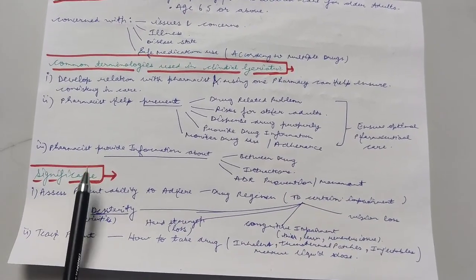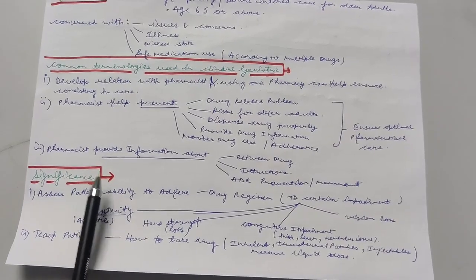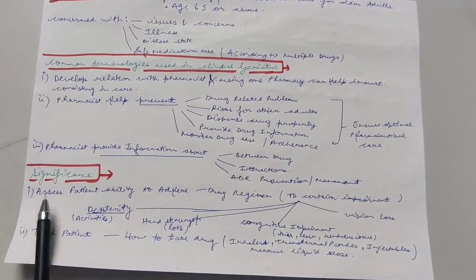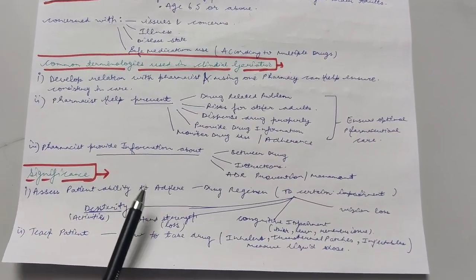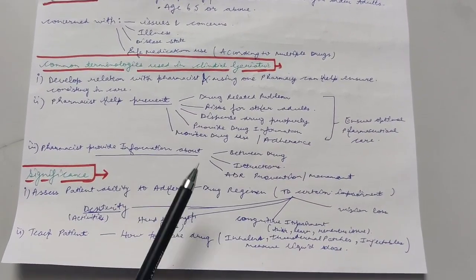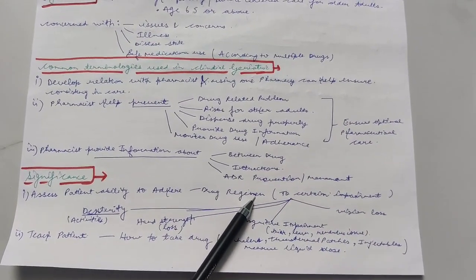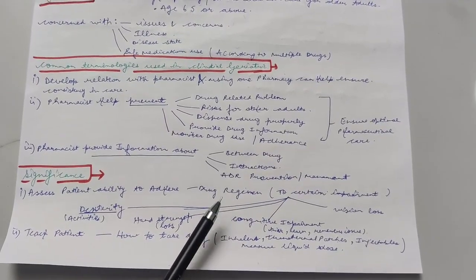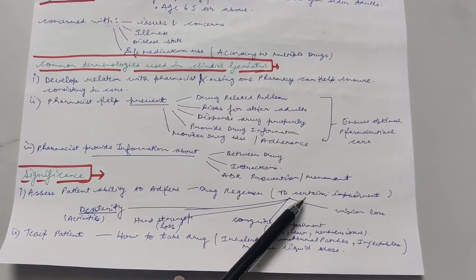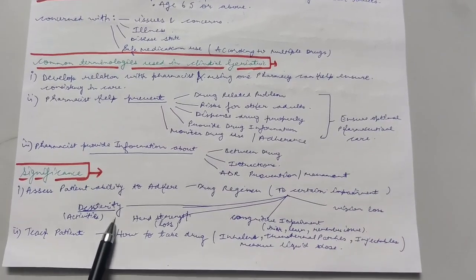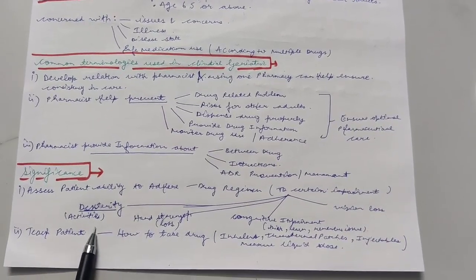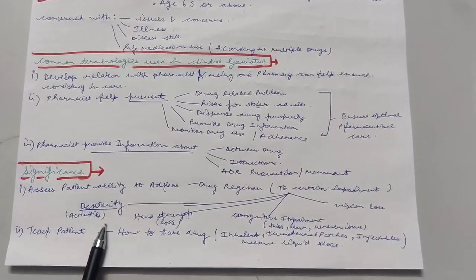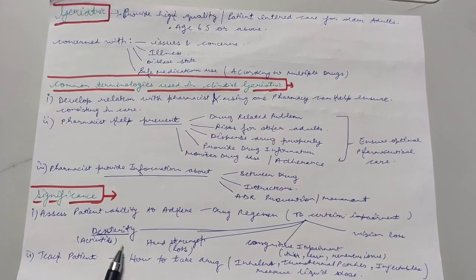Next is significance of geriatric terminologies: how to take care of the geriatric patient. Firstly, assess the patient's ability to adhere, that is, to set a dose regimen. The drug regimen should be set according to the patient's disease condition. If the patient has any impairment, like dexterity, where the patient is not aware of activities, the patient should be made aware. A special person should be assigned to give him the drugs.